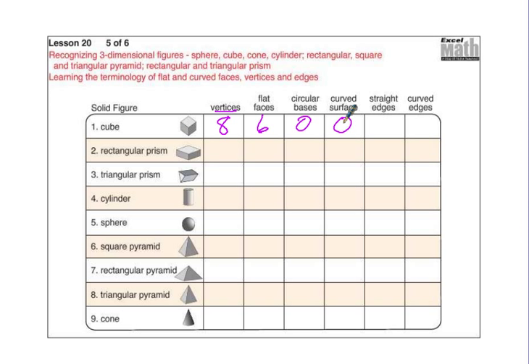How many straight edges? Well, we have 1, 2, 3, and then 1 in the back there. That's 4. Around the bottom, we'd have 4. That's 8. And then around the top, we'd have 4. So that makes 12 because there's 3 sets of 4. 12 straight edges. How many curved edges are there? Well, there's no curved edges on that, so you'd put the number 0.